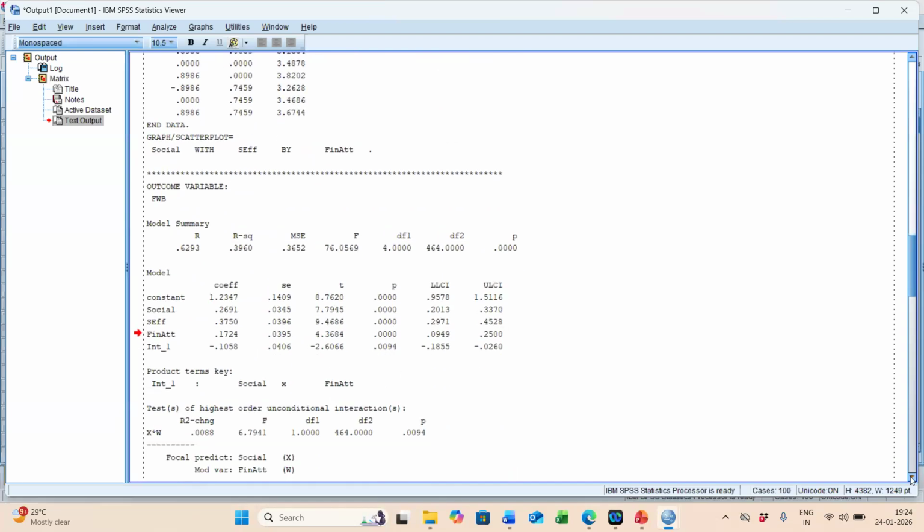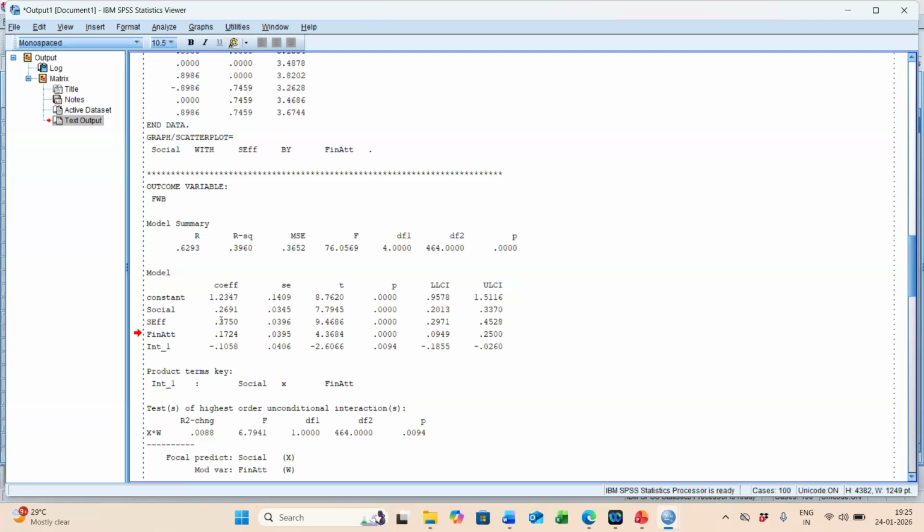This is the second part of the regression model. We are breaking the model into different parts for analysis. So if you are reporting the analytical part of this report, you can break it and draw different diagrams. This is the second one, where the outcome variable is financial well-being, and the independent variables here are socialization, self-efficacy, financial attitude, and interaction.